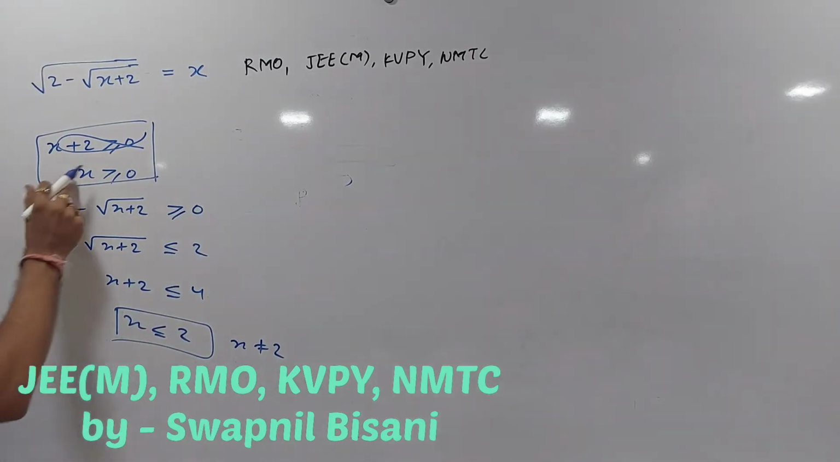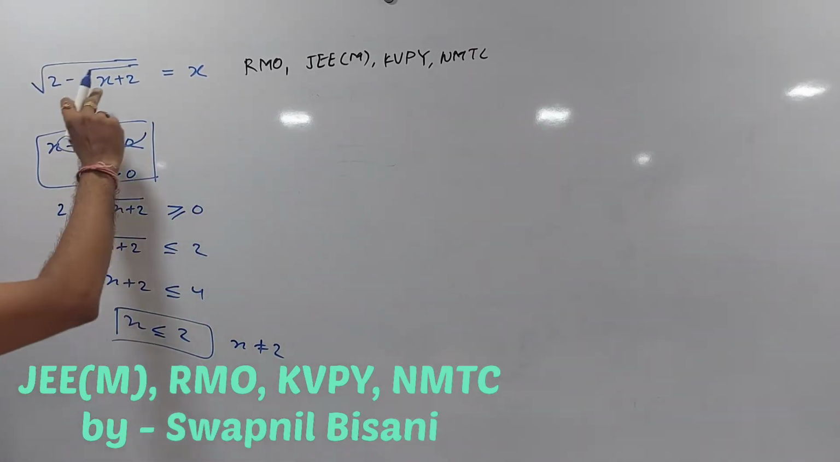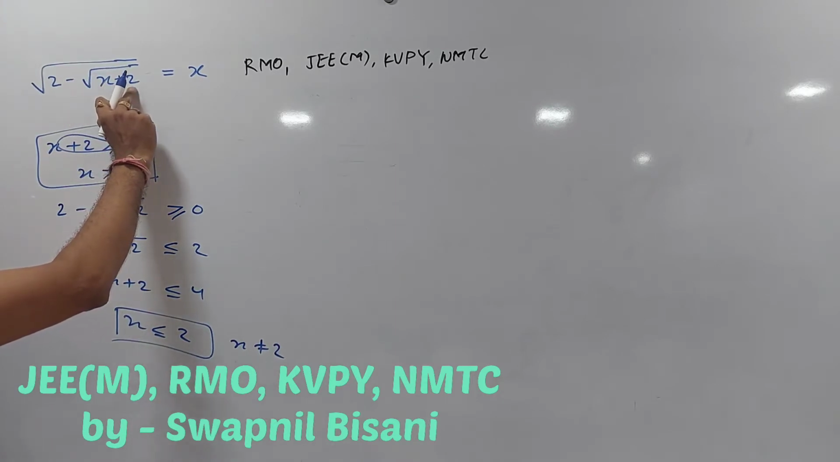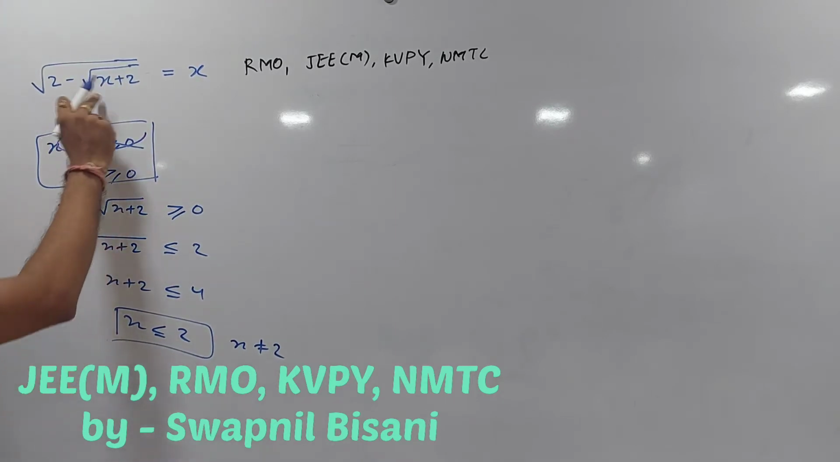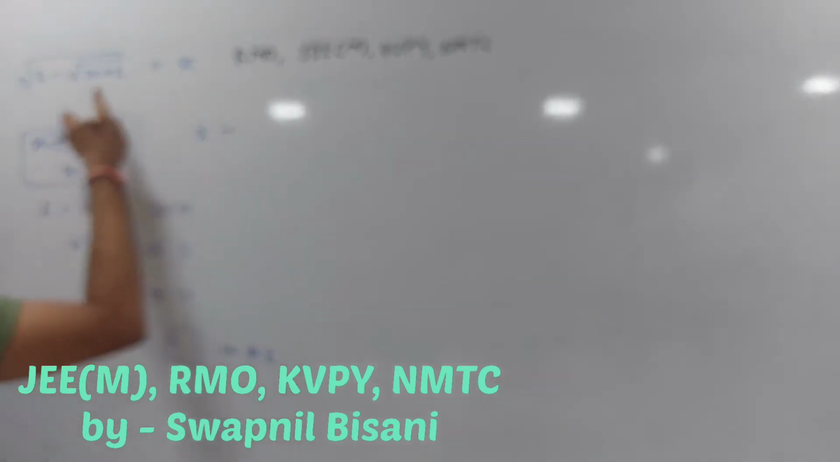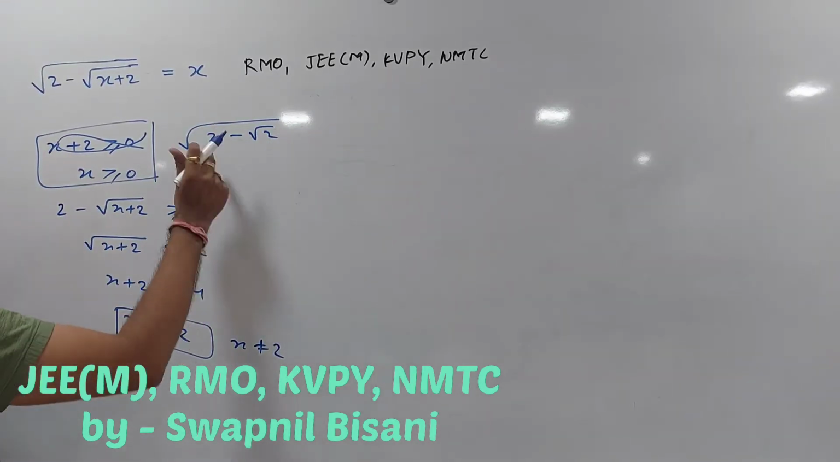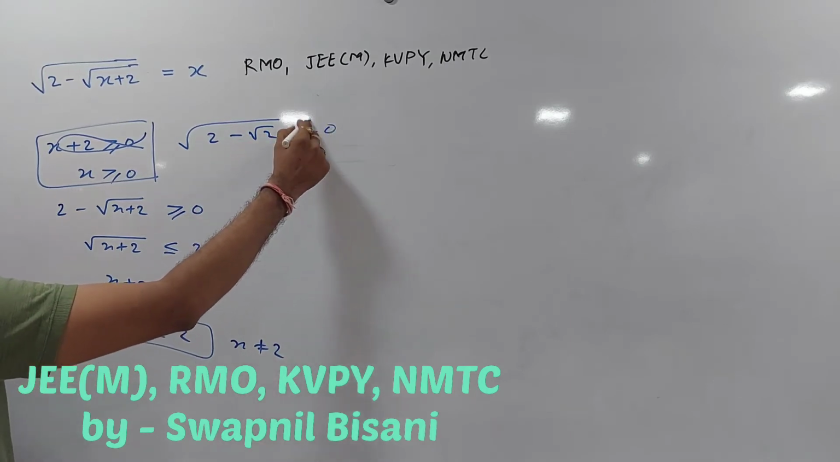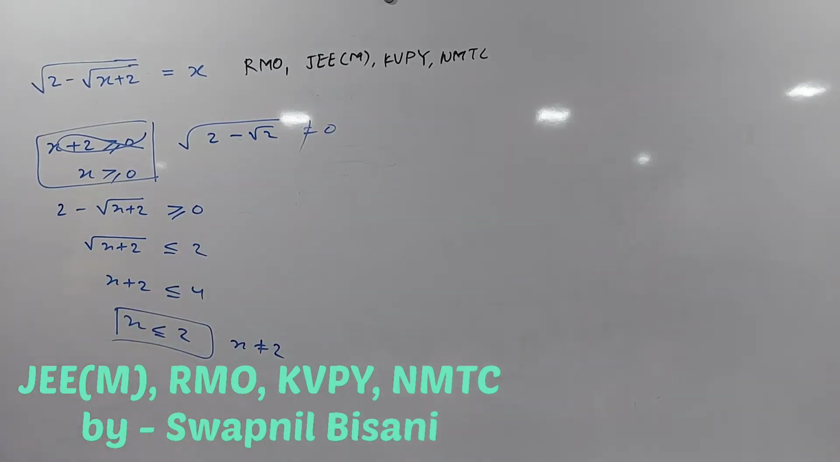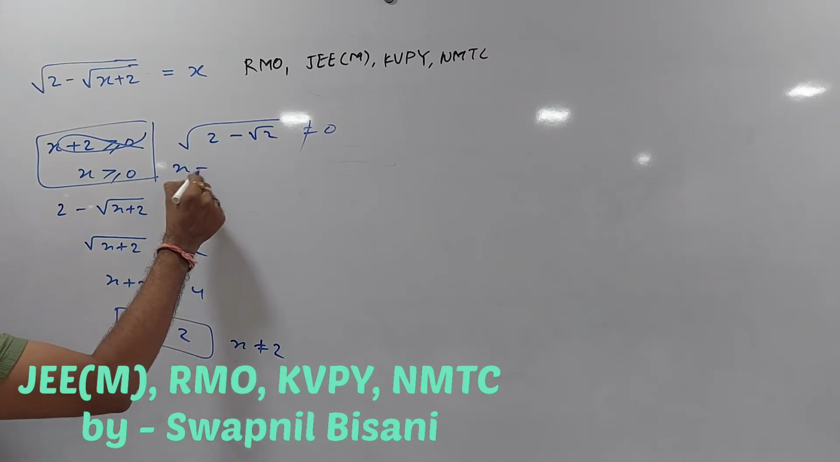Now, can I put x equal to 0? We can just check quickly. If I put x equal to 0, because it is equal to also, what will happen? 2 minus root x is equal to 0, so 2 minus root 2 and the under root of that. Can this be equal to 0? No way. No way. So ultimately, x is also not equal to 0.